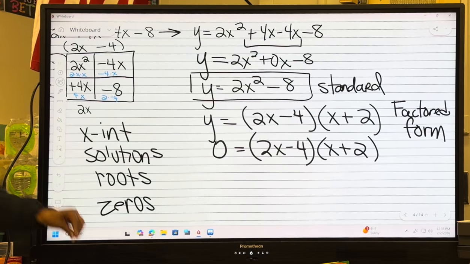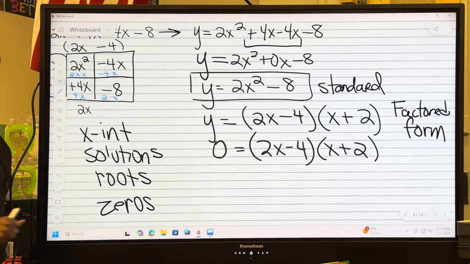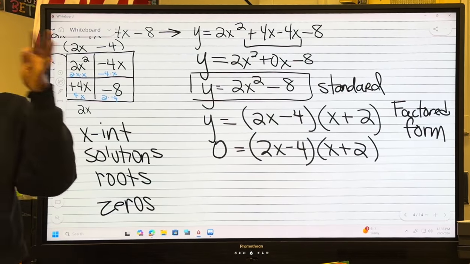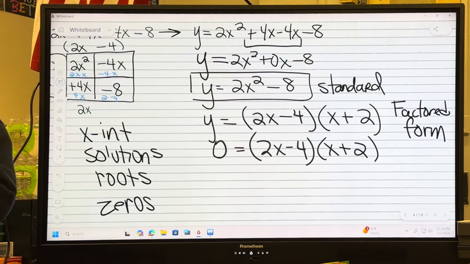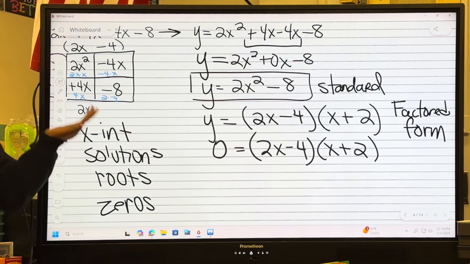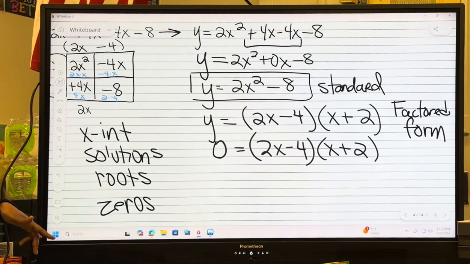It takes root, like that's the ground. They are your solutions, right? They are the answer that we're looking for, and they are your x-intercepts. They are the point where your parabola crosses the x-axis. Are y'all following me? So let's find our roots, our zeros, our x-intercepts, our solutions.